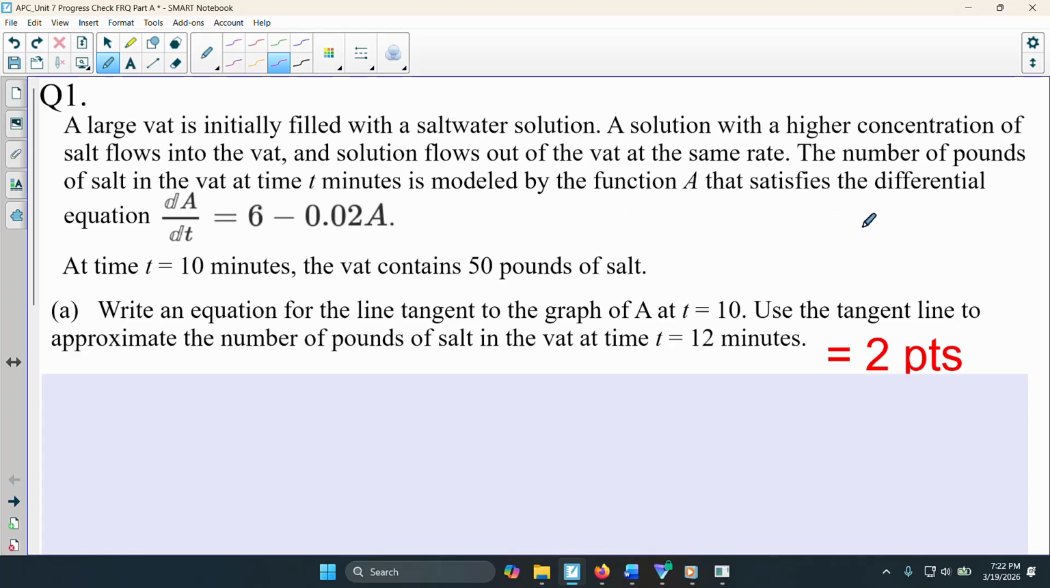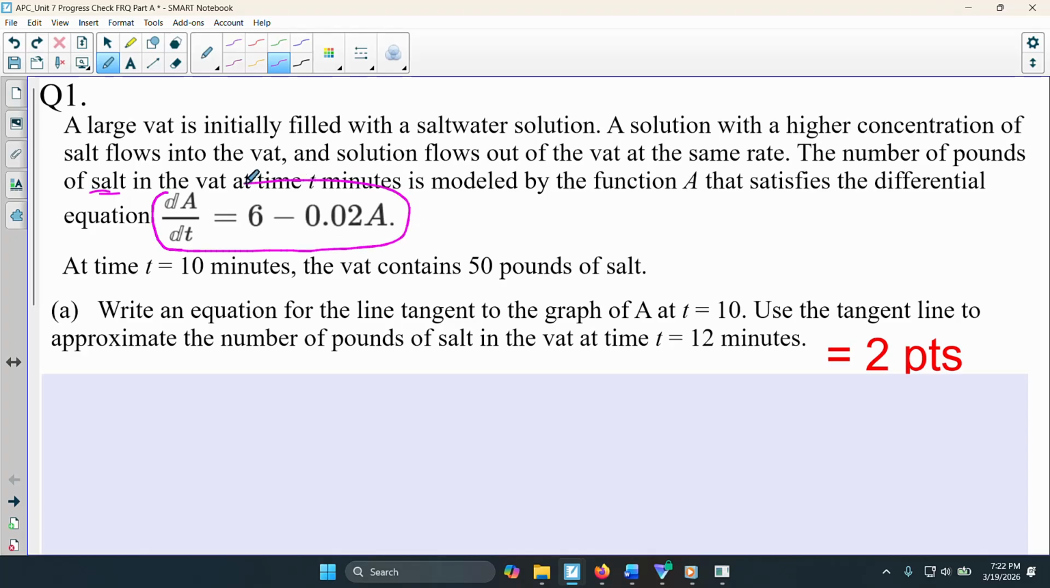So you're given a life situation. Water's pouring into a vat, which is just a large container, and at the same time, water is pouring out, and the amount of salt, right? The amount of salt is changing over time because you're pouring in a higher concentration and flowing out as a mixture. So it's nice to understand this, but ultimately this is what you want to focus on.